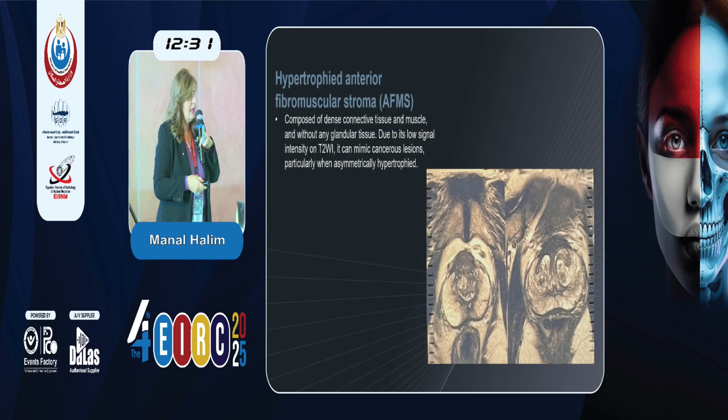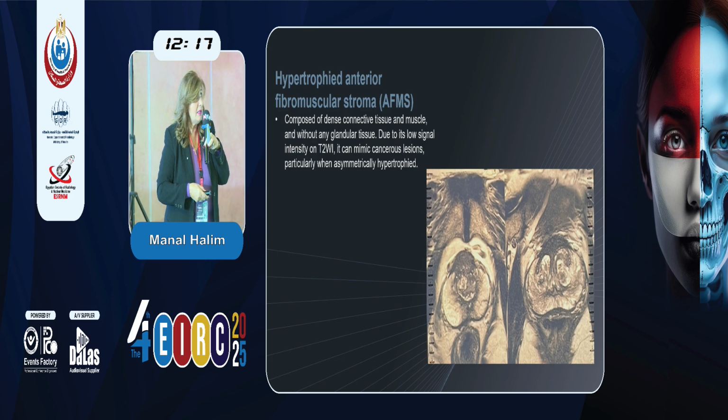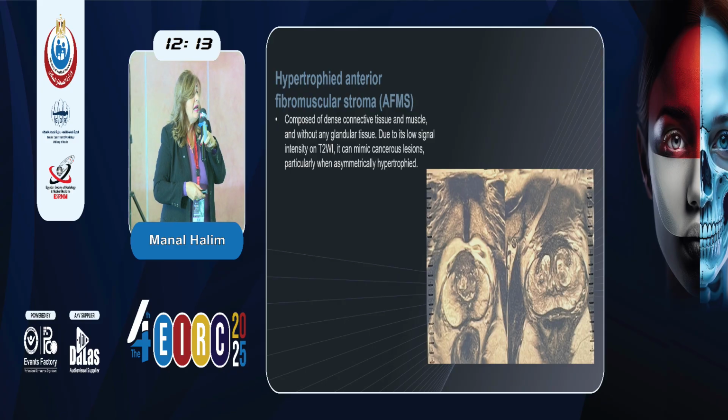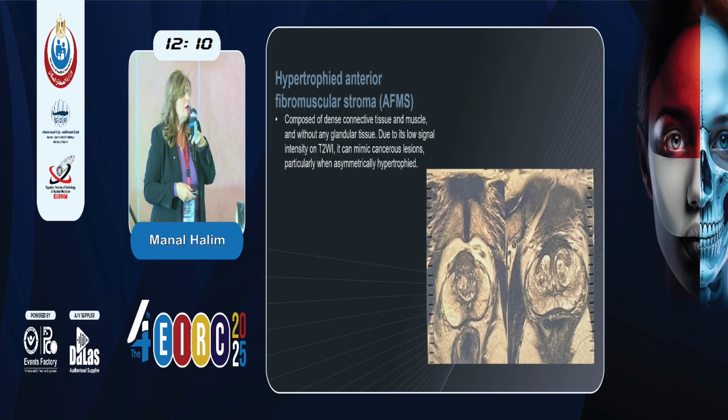However, one of the important things as well, it has concave borders in the T2 weighted images. When this concave border is lost, take care, it may be a tumor. And in the ADC, the fibromuscular stroma is composed only of connective tissue and muscles without any glandular tissue. Due to its low signal intensity on T2, it can mimic a cancerous lesion, particularly when it is asymmetric or not crescentic.